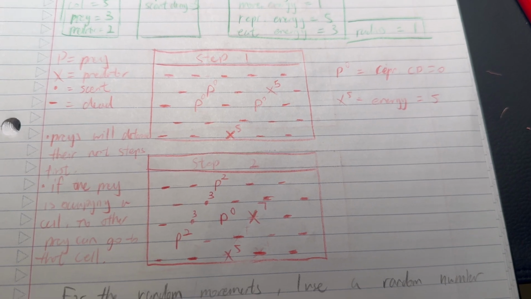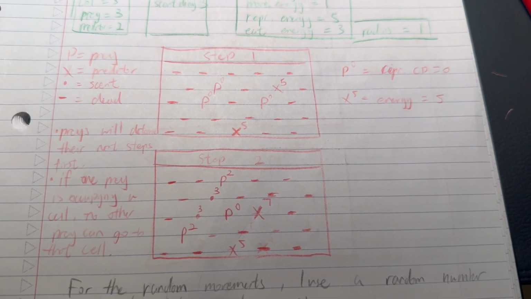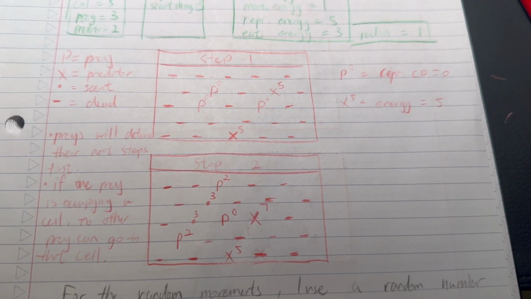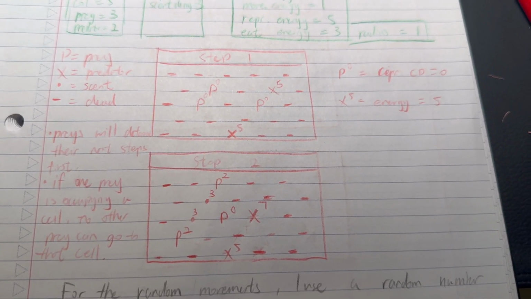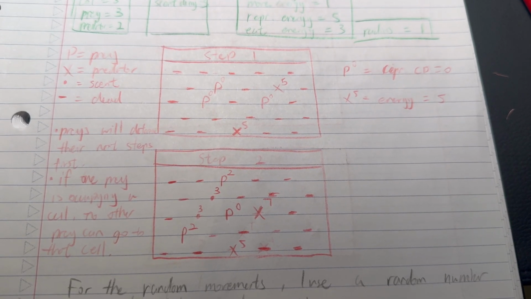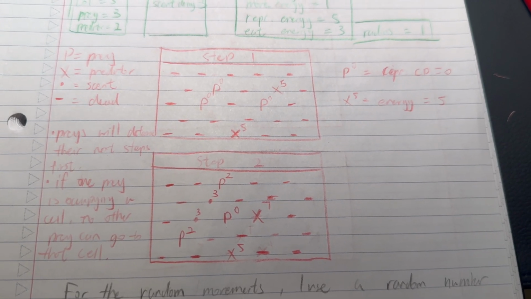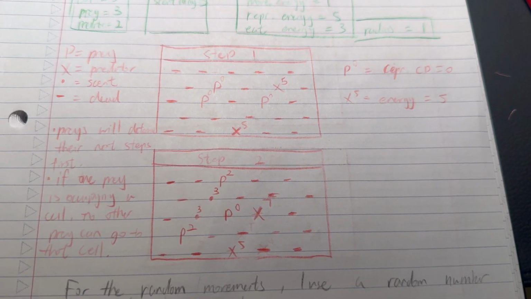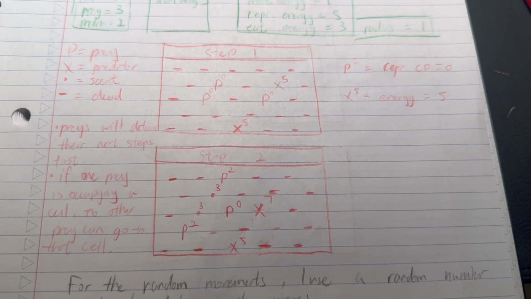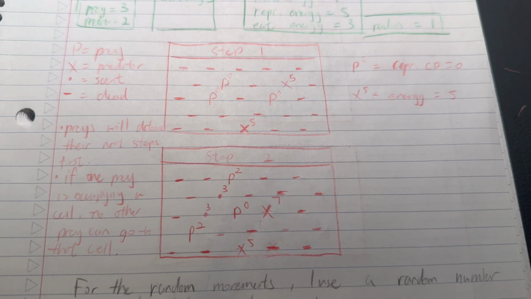So here I randomly generated their positions using the random number generator. And then you can see there are 3 preys and 2 predators on the grid right now for step 1. And then the small numbers on the upper right corner for the preys represent the reproduction countdown, and for the predators, that represents their energy.